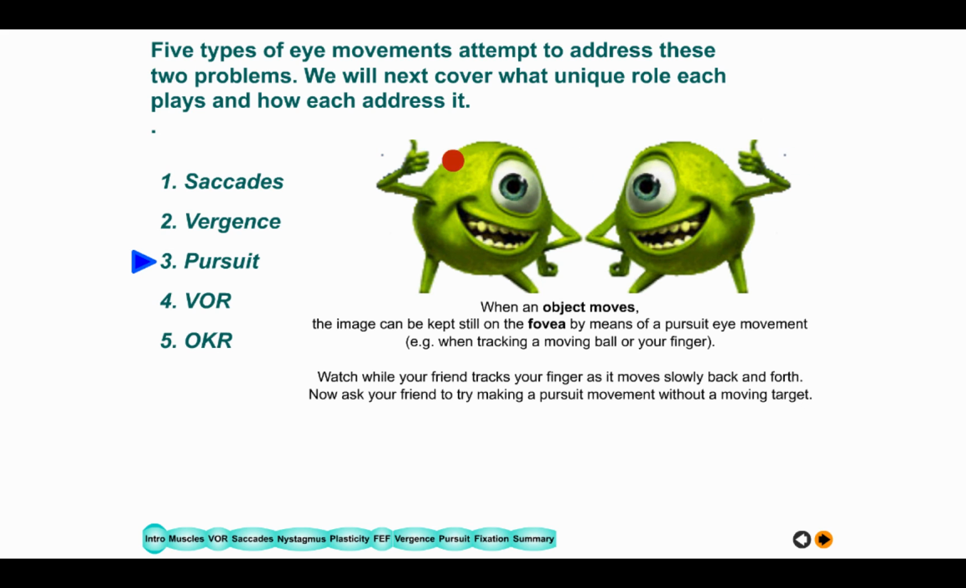You don't have to move it back and forth. You can move it in a circle, up and down. Move it slowly. Okay, so now try making the same movement but without the moving finger.